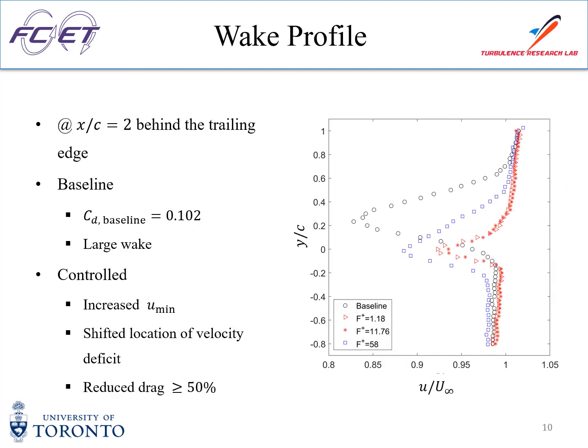Results from the wake survey are plotted in the figure. The wake of the control cases is narrower compared to that of the baseline case. Notice the blue data points are from Fero's experiment for reference. It can be seen that the location and magnitude of the velocity deficit has changed, which indicates the separation was suppressed. Drag coefficient was estimated using a control volume approach, and it was found that the drag reduction can be more than 50% with forcing applied, compared to the baseline case.